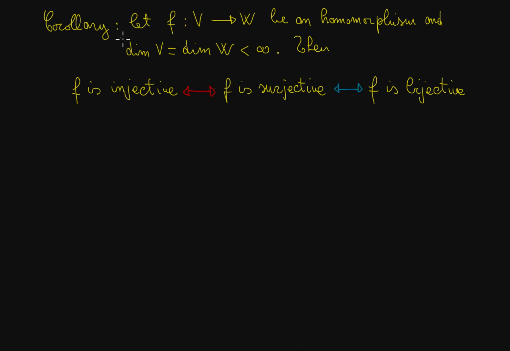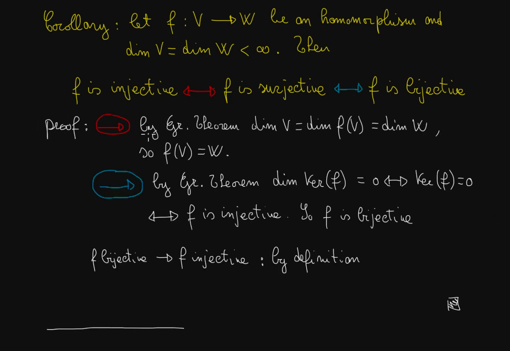Of course, we have to use the extra assumption that the dimensions of domain and codomain are the same, besides the fact that f is a homomorphism. Proof: by the Grassmann theorem, the dimension of V equals the dimension of f of V in this implication, because we are assuming that f is injective. So f is injective, we have seen the kernel is 0. And by the Grassmann theorem, this implies that the dimension of the domain equals the dimension of the image. But the dimension of the image is the same as the dimension of the codomain. Therefore, since the image is a subvector space of the codomain, the two must coincide. f of V equals W. And this proves that f is surjective on W.